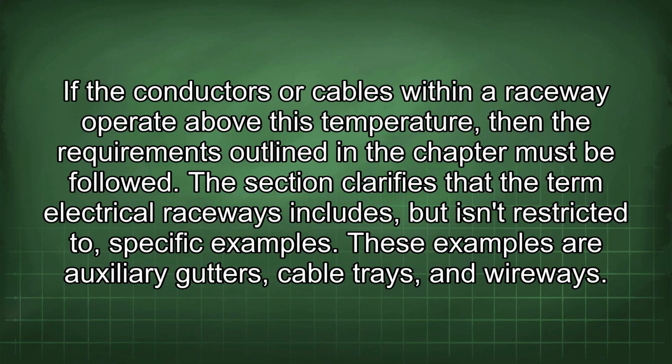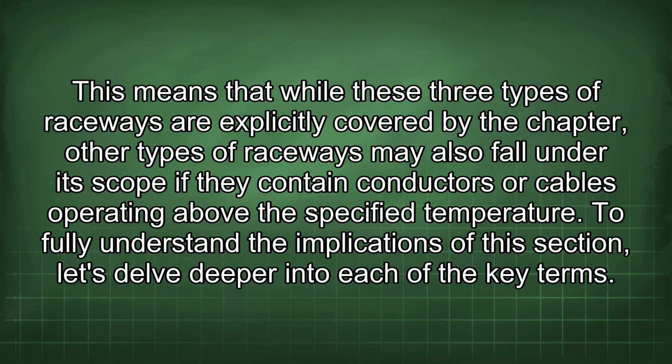be followed. The section clarifies that the term electrical raceways includes, but isn't restricted to, specific examples. These examples are auxiliary gutters, cable trays, and wireways. This means that while these three types of raceways are explicitly covered by the chapter, other types of raceways may also fall under its scope if they contain conductors or cables operating above the specified temperature.